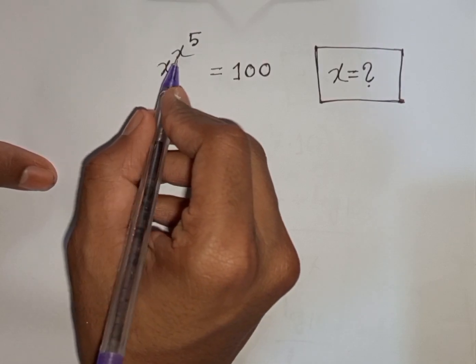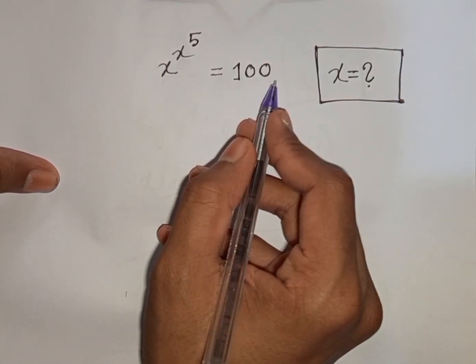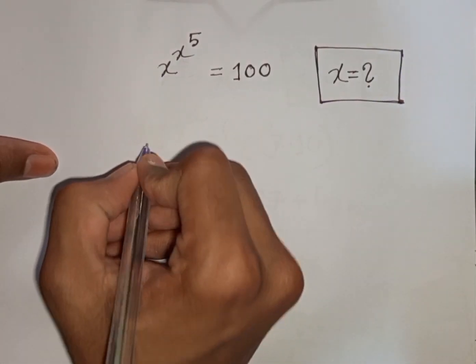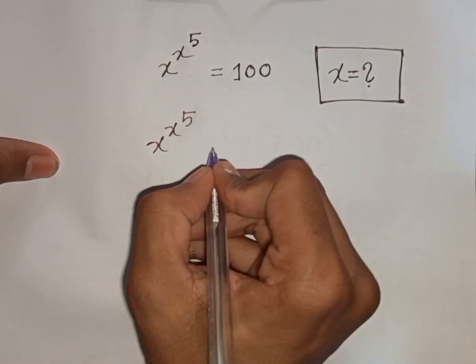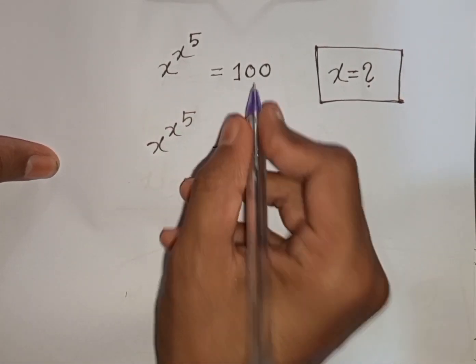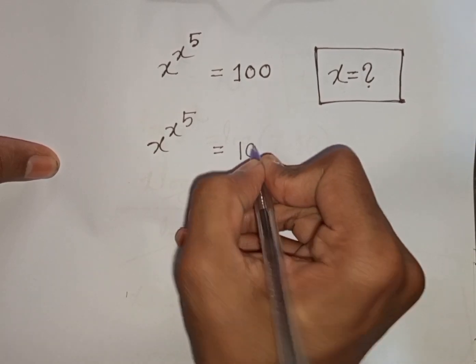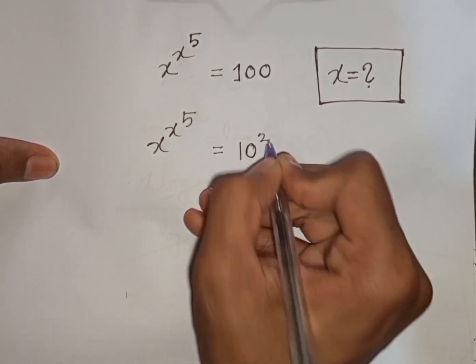x power 5 is equal to 100. Find the value of x. So we have x power 5 is equal to 100, which can be written as 10 squared.